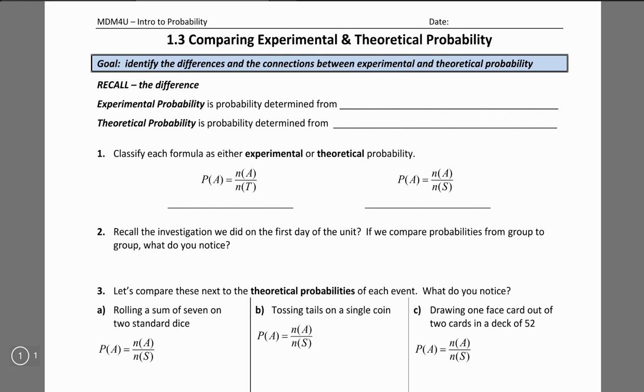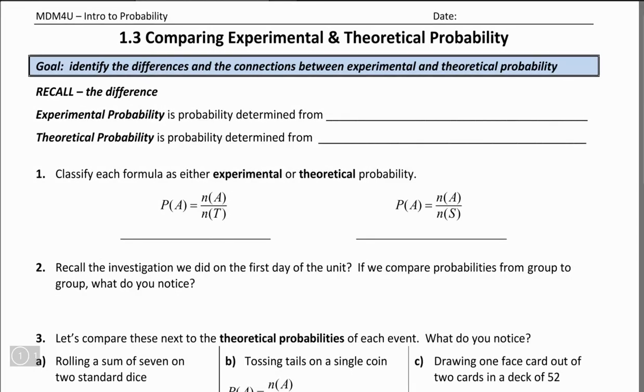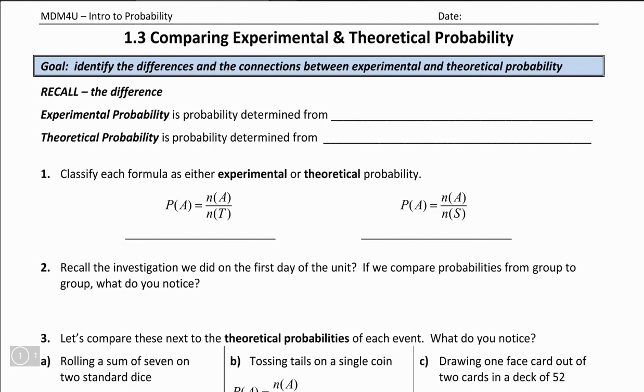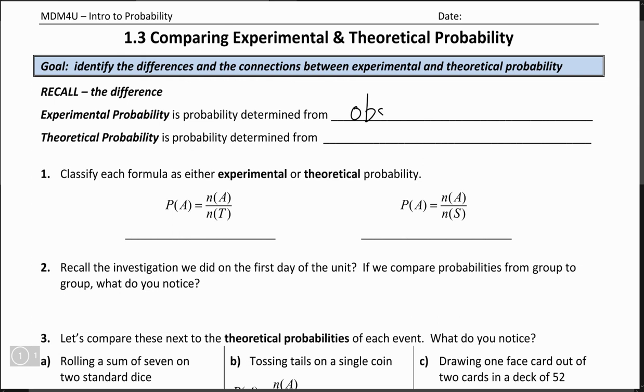Okay, comparing experimental and theoretical probability. So the goal here is to identify the differences and the connections between experimental and theoretical probability. So let's recall the difference from our previous lesson. Experimental probability is probability determined from observed trials. Theoretical probability is probability determined from possible outcomes.